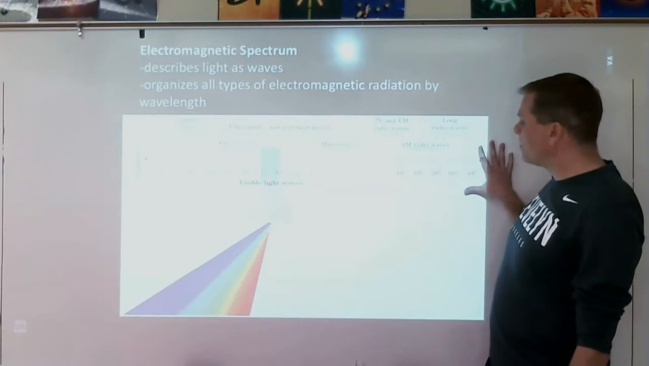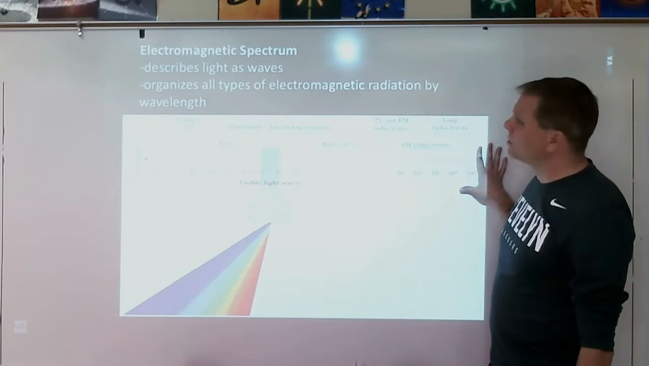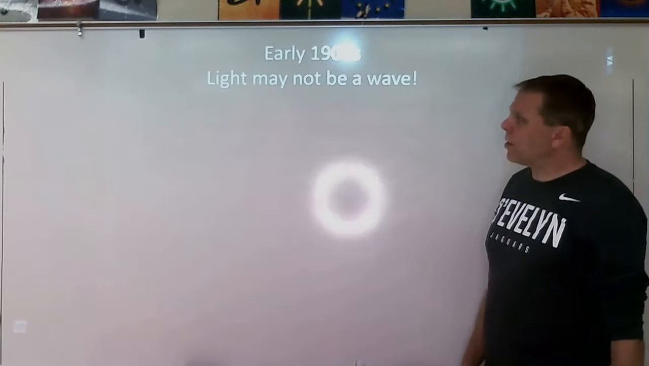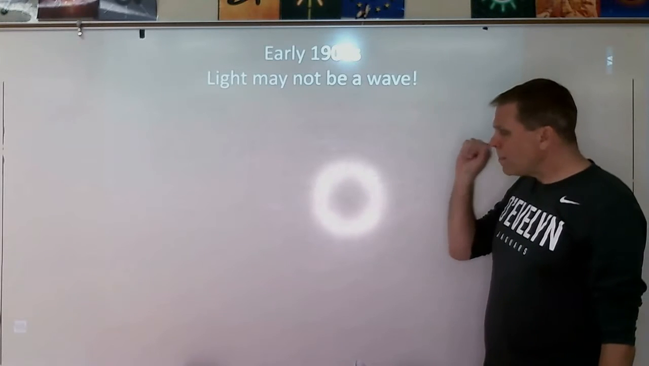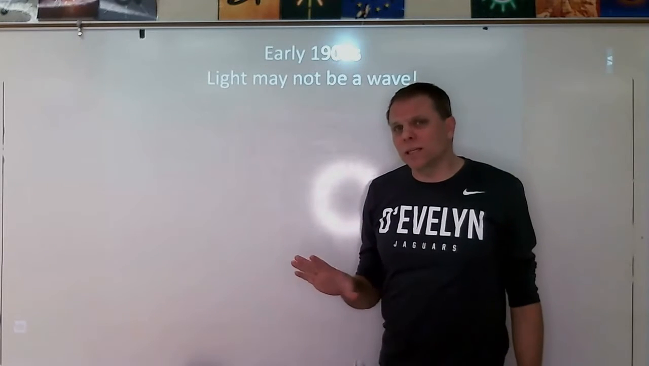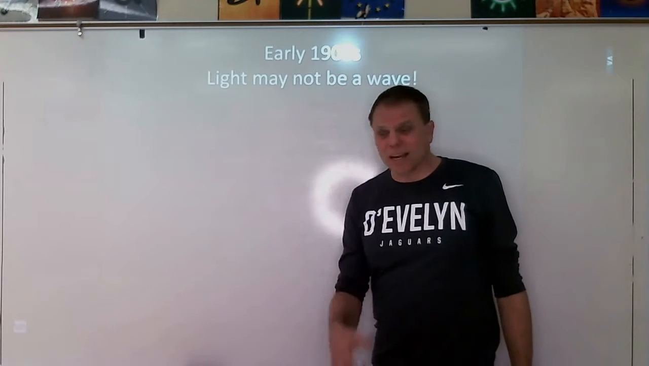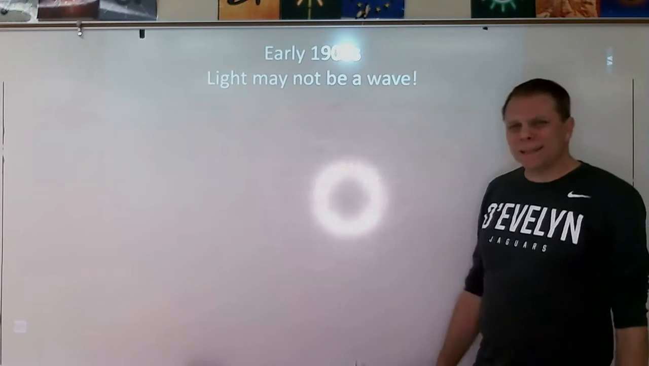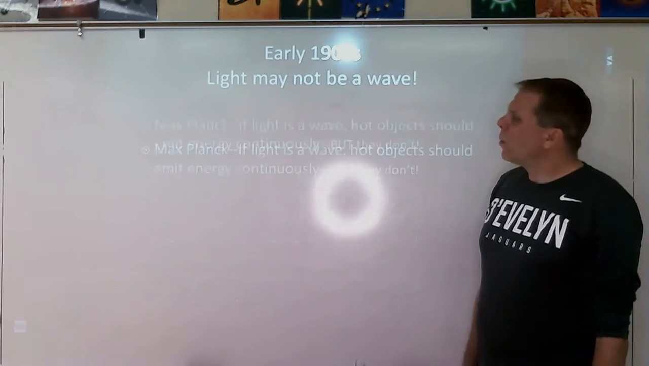These are the biggest wavelengths and the smallest frequencies, okay? So that's the electromagnetic spectrum. But as we were going into the early 1900s, people including Einstein were starting to say, you know what, light might not be just a wave. What else could it be?